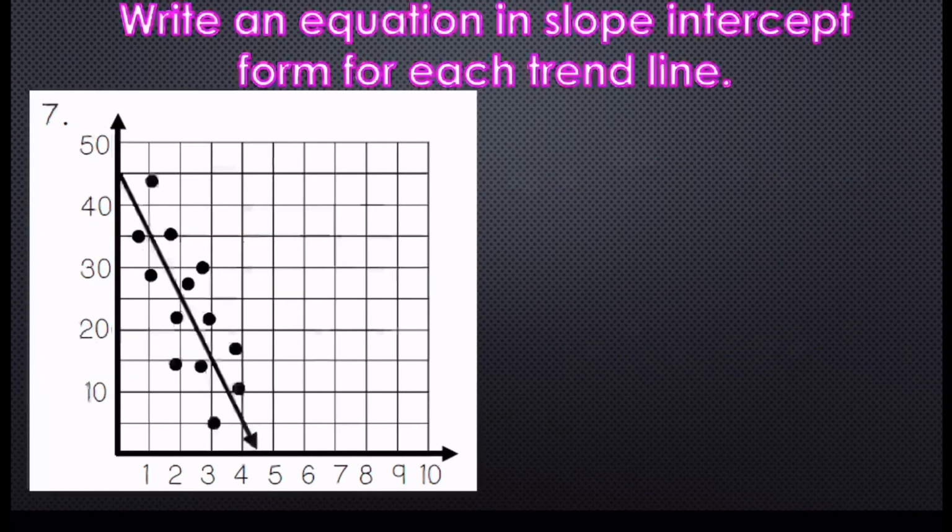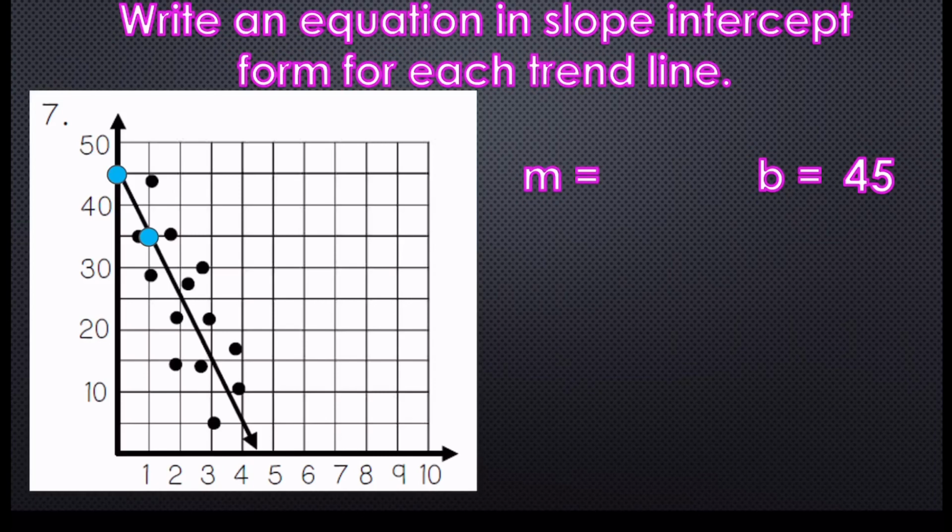So let's take a look at this one. If we write an equation in slope-intercept form, we must find our slope and our y-intercept. Same thing, there's the place where my line touches the y-axis. And the next point I'm going to go to is right here. So we began at 45.